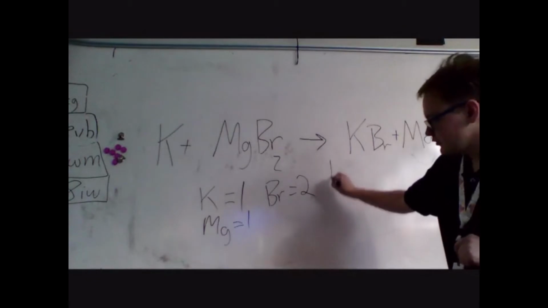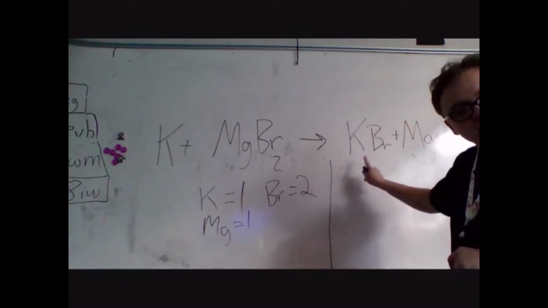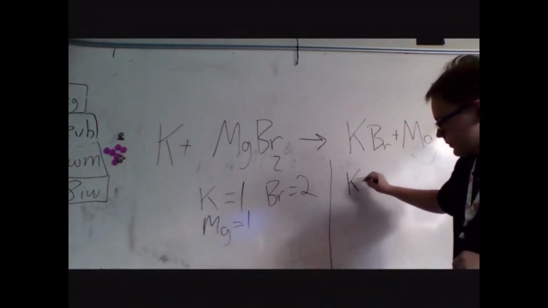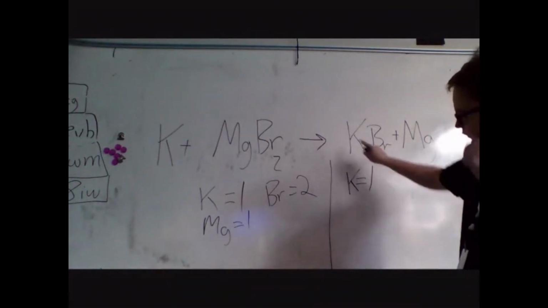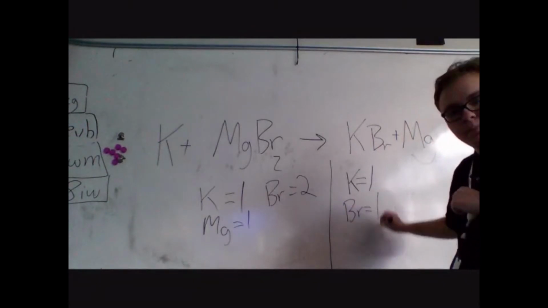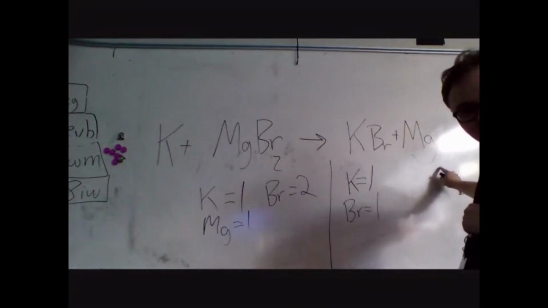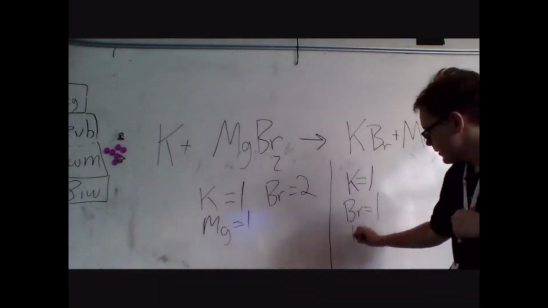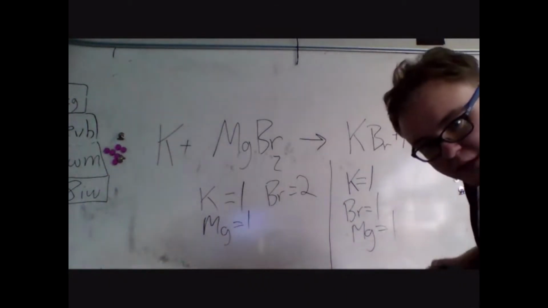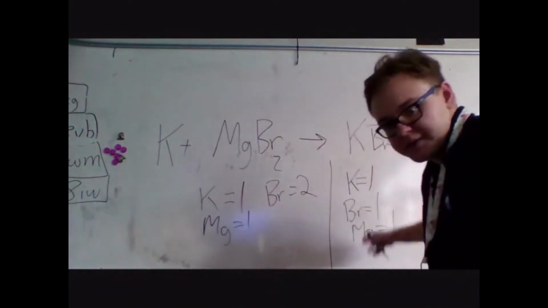On the right side, let's draw a little line between the reactants and the products. On the right side, we have 1 potassium. We have 1 bromine. And we have 1, sorry, there's a little glare there I can't fix, but there's 1 magnesium, 1 atom. So, in order to balance the equation, we need to make sure that we have the same amount of each on both sides.